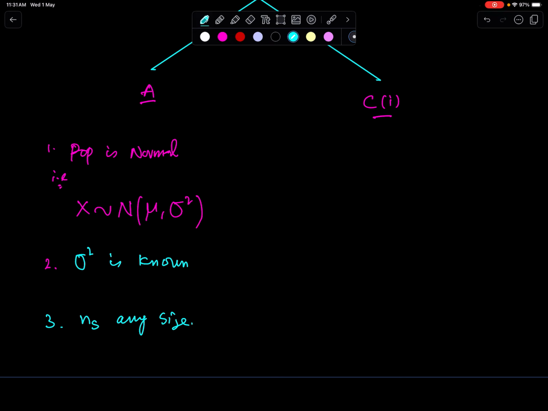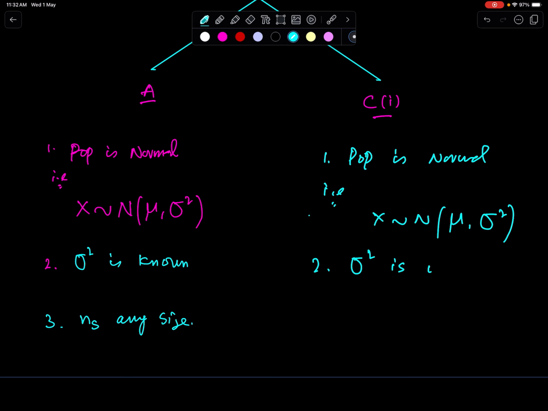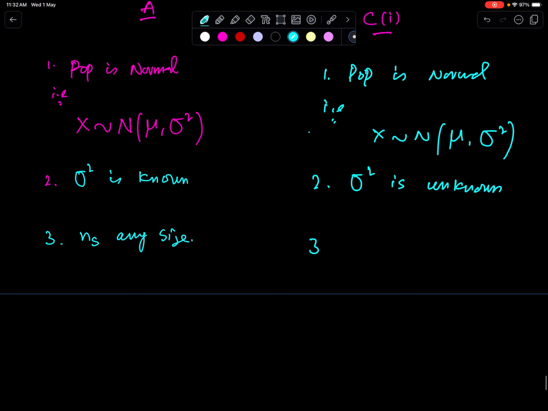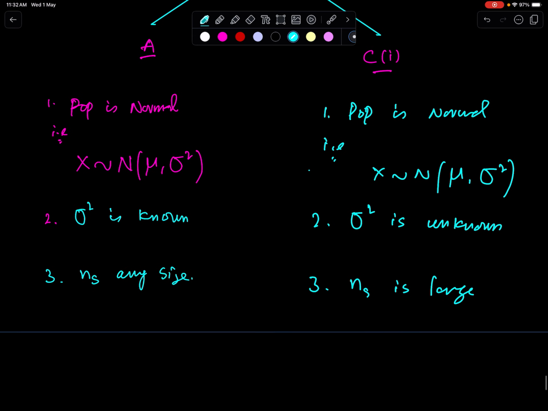Case C1. Population is normal. That is, X follows normal, mu, sigma square, mean and variance. Number 2, sigma square is unknown. And number 3, n is large, say n greater or equal to 30. So these are 3 conditions for case C1.